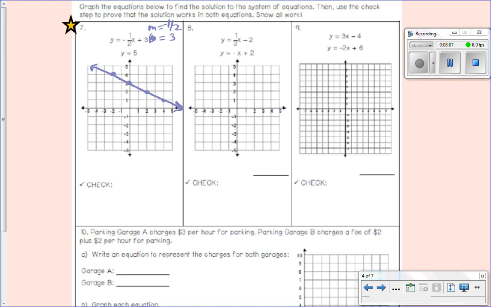All right, I'm going to switch colors for my other line. Okay, y equals 5. That means your y value is always what? 5. You see how my y value is always 5. So what does that mean? 0, 5, 1, 5, negative 1, 5. You see the line there?